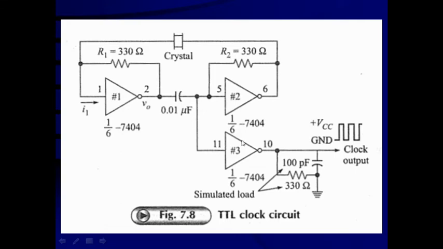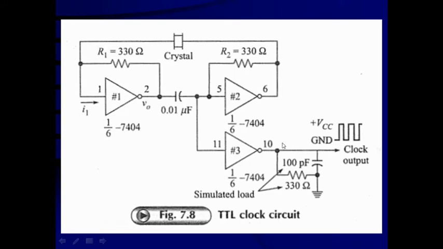This is the third inverter circuit of the same IC, which is utilized as a buffer amplifier. That means it provides buffering between the oscillator circuit and the rest of the load circuit, so that the rest of the load circuit will not load the oscillator.